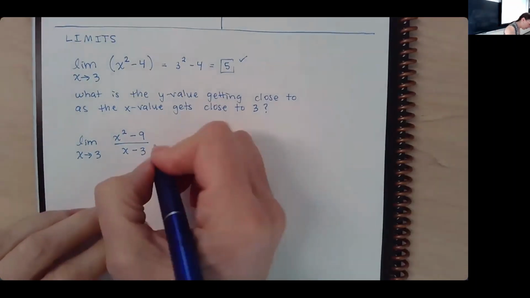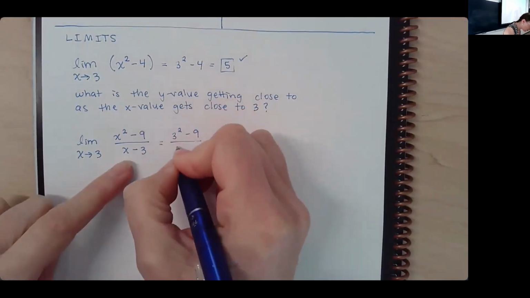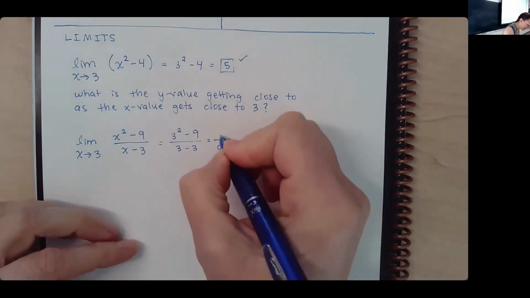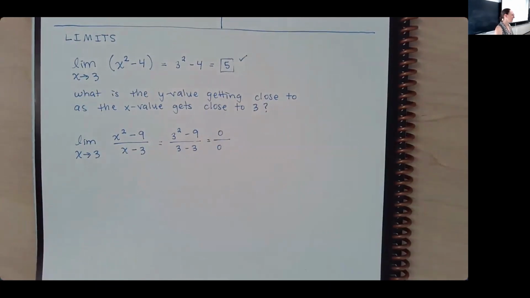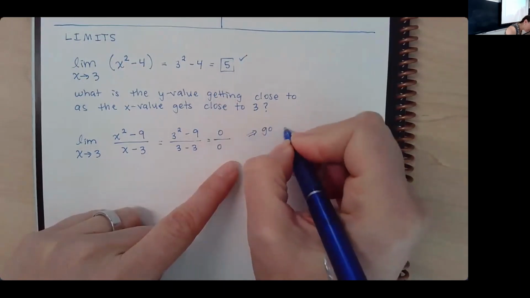I can do that. And I can come over here and plug it in. And if I plugged it in, I'd have 3 squared minus 9 over 3 minus 3. And man, am I in trouble because I have a 0 on the bottom and a 0 on the top. Now, 0 over 0, in a previous life, you may have had an instructor that called that undefined. We're in calculus now, so 0 over 0 is secretly whispering, do some algebra. When you get 0 over 0 for a limit, that problem is telling you, go do some algebra.